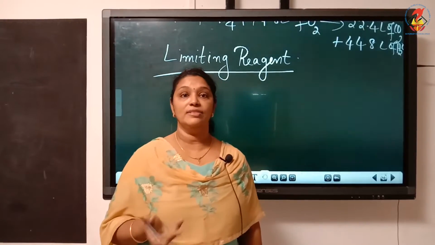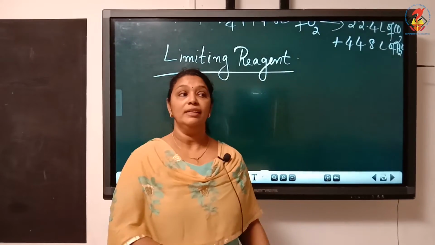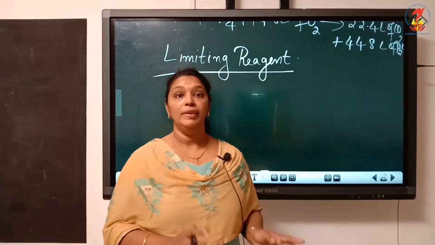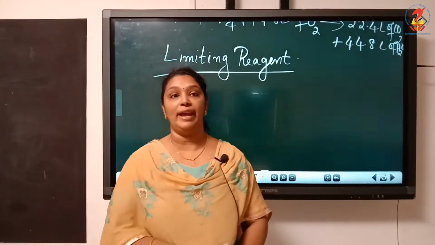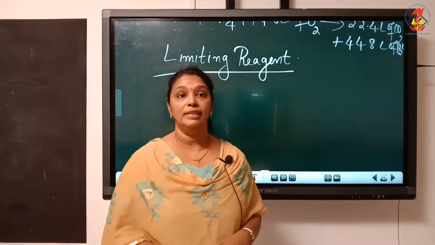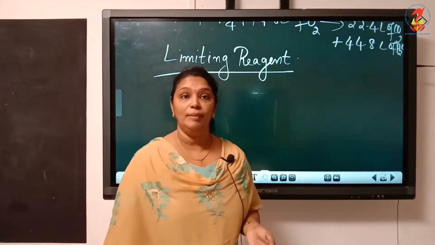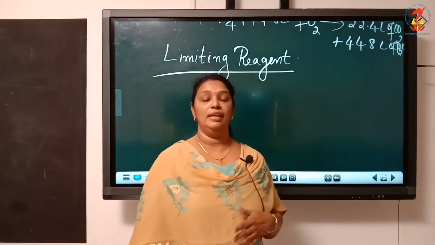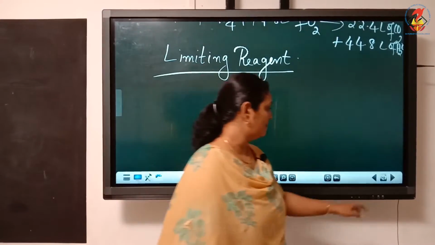The excess reactant will not undergo any further reaction, because once the limiting reagent is over, the other reactant will be in excess. After that, no further reaction takes place. So this is called a limiting reagent. Now, stoichiometric calculations and limiting reagents are used in problems. So we are going to do 3 problem questions.